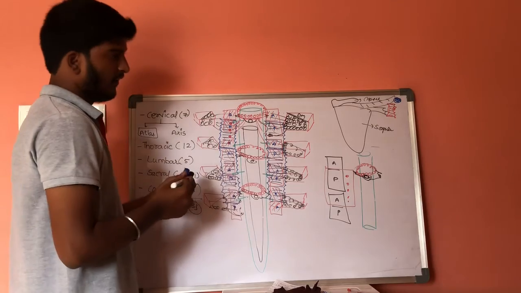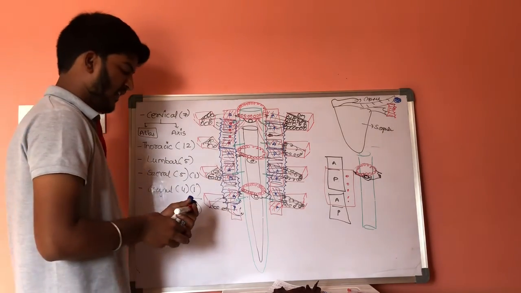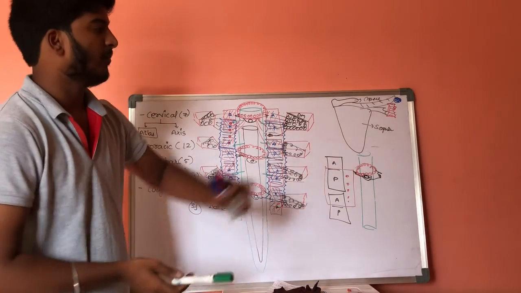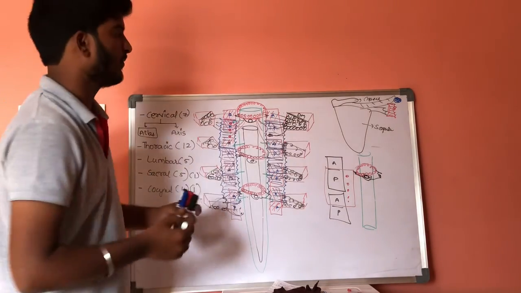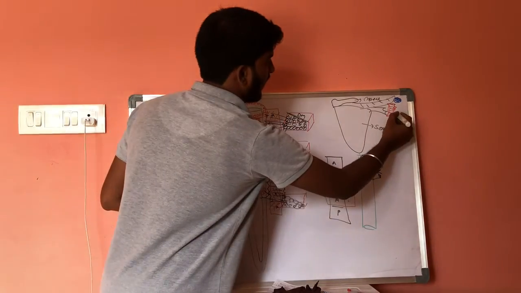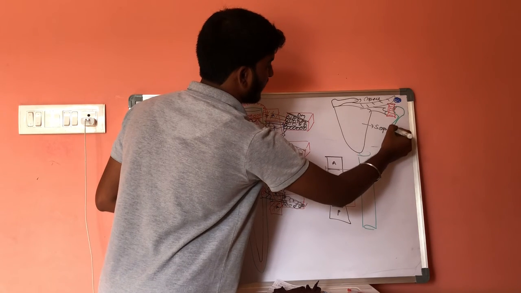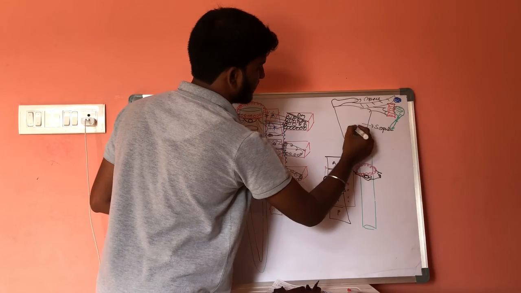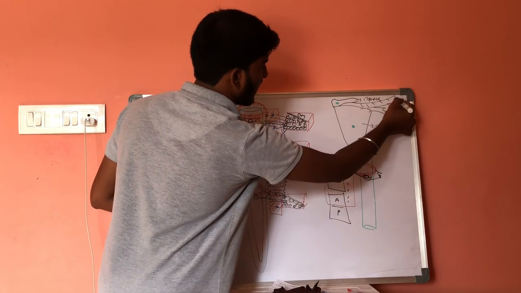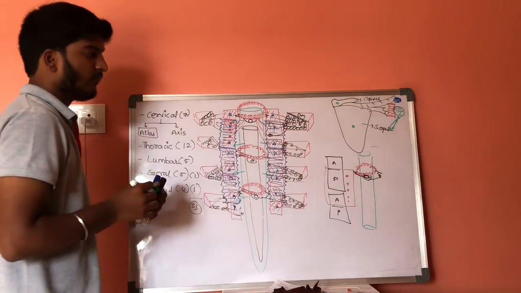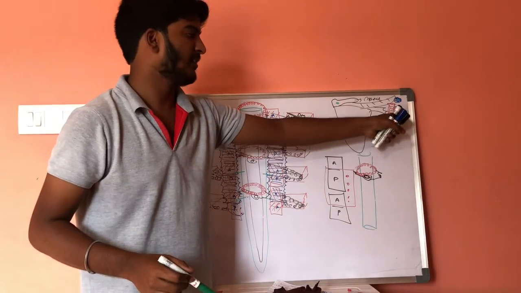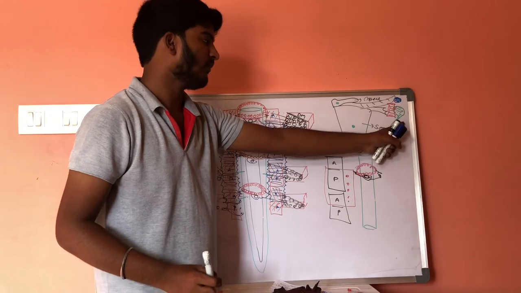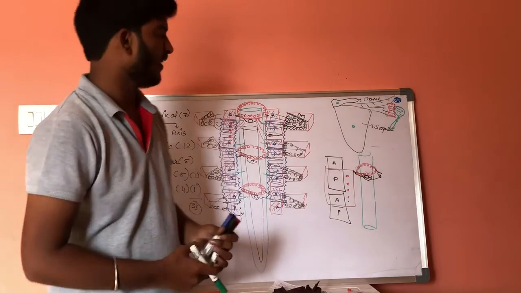The function of this glenoid cavity is that it is involved in attachment of the humerus bone. The head of the humerus bone will get attached here. That is scapula, clavicle, and acromion process, and this is the glenoid cavity which is involved in attachment of the humerus bone.